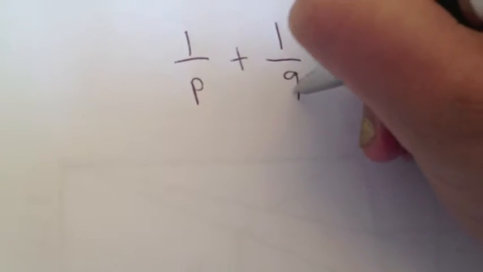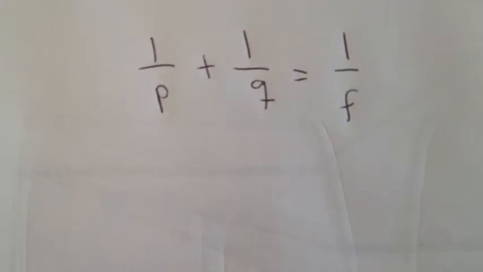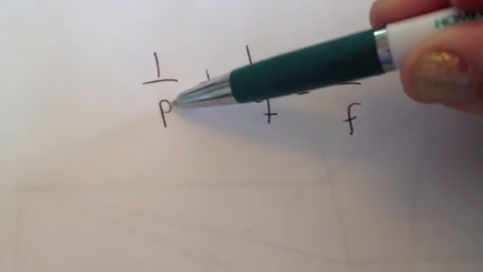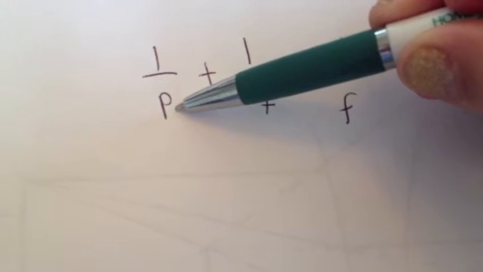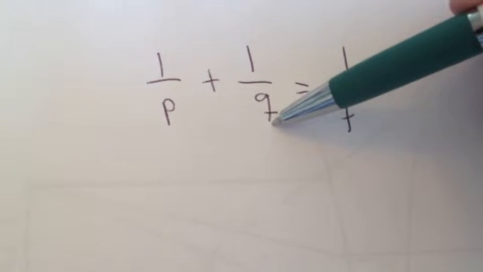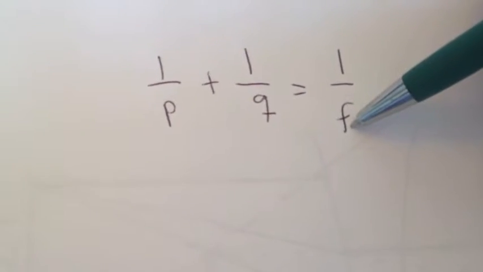Now to figure out the math and how to get either the distance from the object, the distance from the image, or the distance of the focal length, you need to do 1 over P plus 1 over Q equals 1 over F. This is very similar to the convex and concave formulas, except P represents the distance from the lens to the object, Q is the distance from the image to the lens, and F is still the focal point.